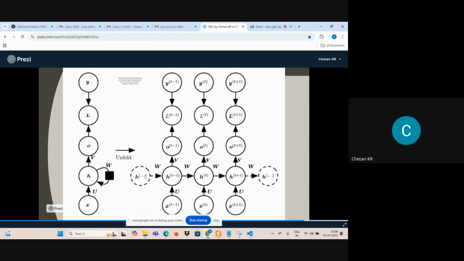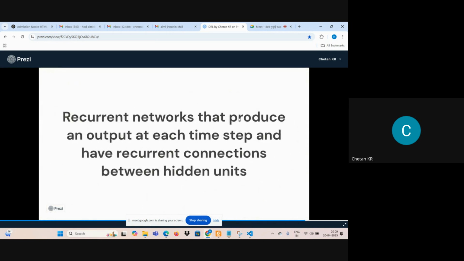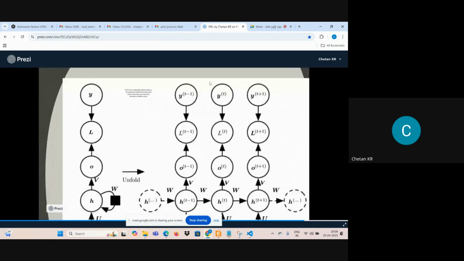Ot minus 1 is a predicted output at time t minus 1, then the next time step, and so on. Yt minus 1, Yt and Yt plus 1 are the actual outputs. Now definitely there may be some differences, and that is captured through the loss: Lt minus 1, Lt and Lt plus 1. This is a case where the recurrent neural network produces an output at each time step. That is correct. At every time step, the output is produced.